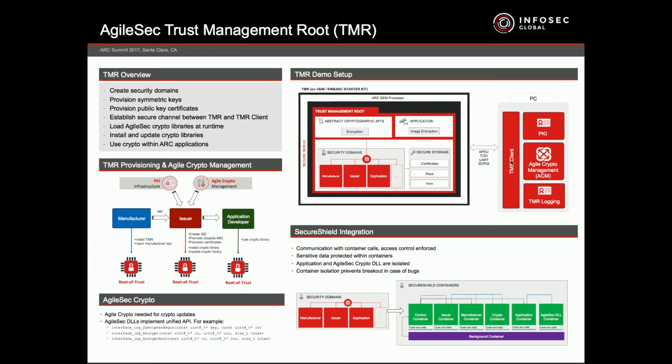We have the TMR client that communicates with TMR over a secure channel. We have a PKI subsystem that is used to sign crypto bundles. And we have the Agile Crypto Management that loads the crypto bundles, and we have a logging that shows the communication with TMR. What we actually push as updates are crypto libraries, AgileSec Crypto, that's the ISG name for it. These libraries implement an abstracted API that allows an application to still use the same abstract API while the crypto itself can change. In this example, you see the API of a block cipher.